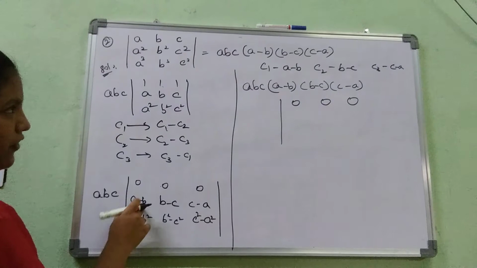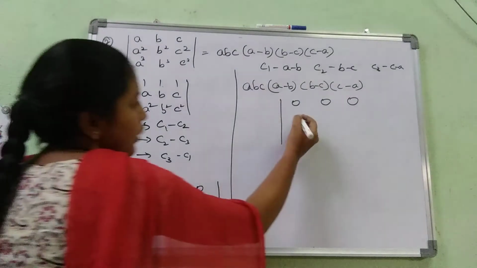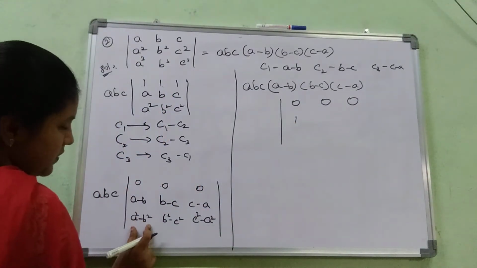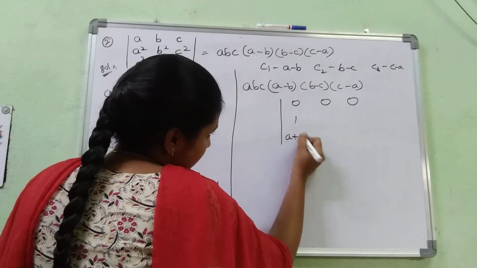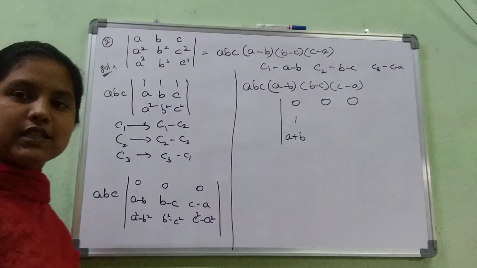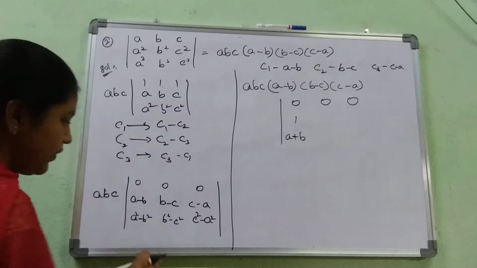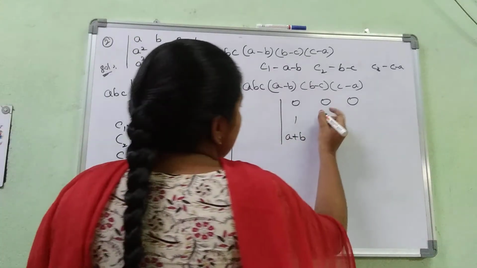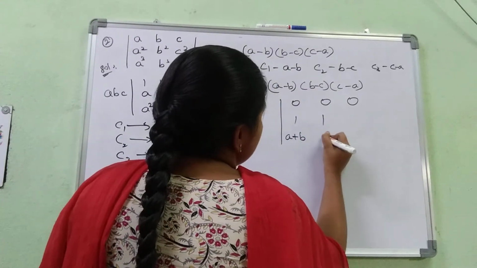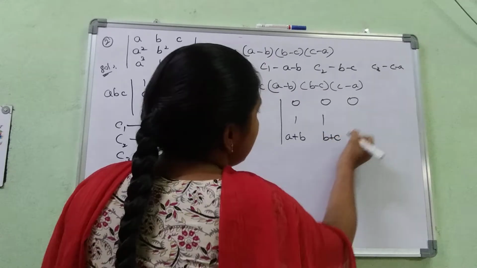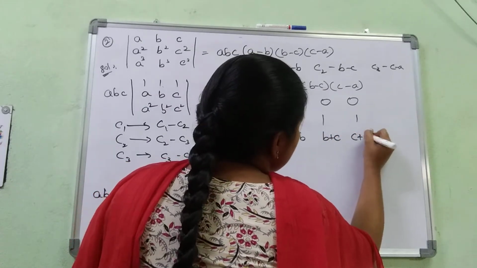Here, if we take A minus B from the first column, we will get 1. If we take A minus B from this, then we will get the remainder A plus B, because A minus B into A plus B is A square minus B square. Is it okay now? Now from the second column we are taking B minus C, then we will get here B minus C, and here we will get B plus C, here 1, here C plus A.